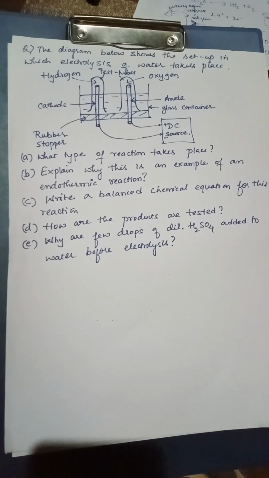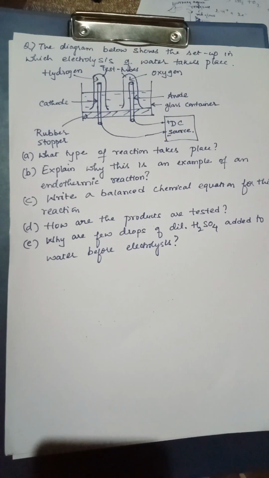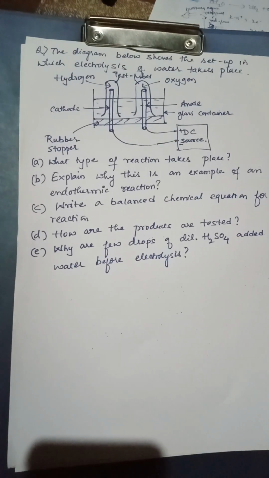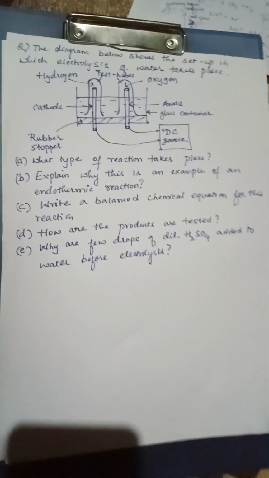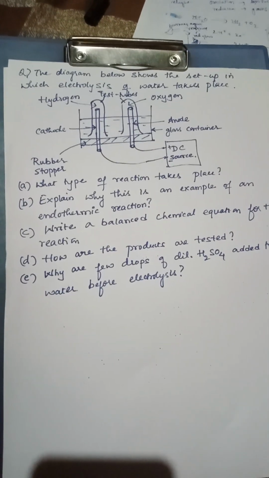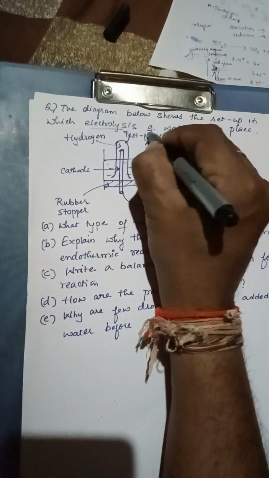This is part of chapter 1 with the name Chemical Equations and Reactions of class 10 CBSE. Let's see what the question says. They have given us a diagram showing the process called electrolysis of water.